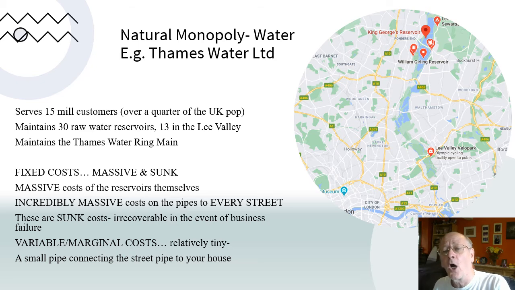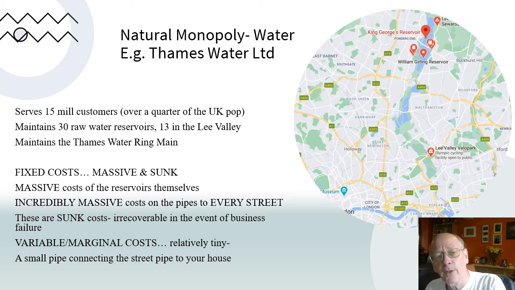So now we're going to do a case study of a natural monopoly, and we're going to be looking at the water market, specifically Thames Water Limited. I was actually quite surprised that it's a limited company and not a PLC, but it is. It's the company that provides water to London, with a customer base of 15 million people. That's over a quarter of the total UK population. There are 30 reservoirs, 13 of which are in the Lee Valley that you can see on the map, and it maintains the Thames water ring that basically supplies water all over London.